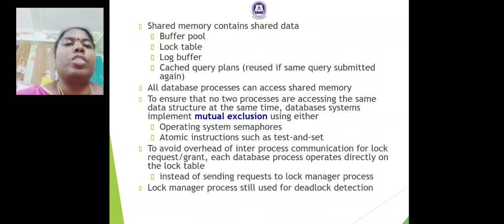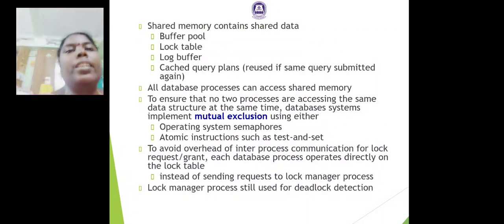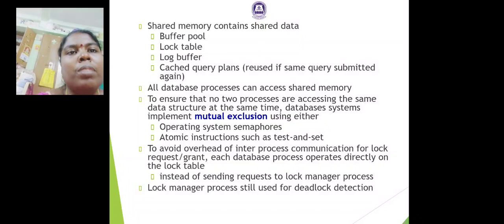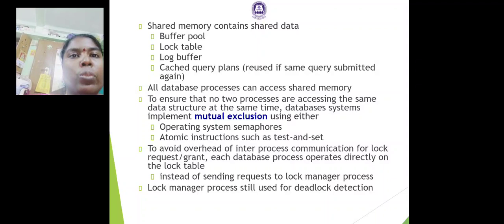Already I said that shared memory contains shared data, and it also contains the buffer pool, log table, log buffer and cached query plans. All database processes can access shared memory. To ensure that no two processes access the same data structure at the same time, database systems implement mutual exclusion using either operating system semaphores or atomic instructions such as test-and-set.